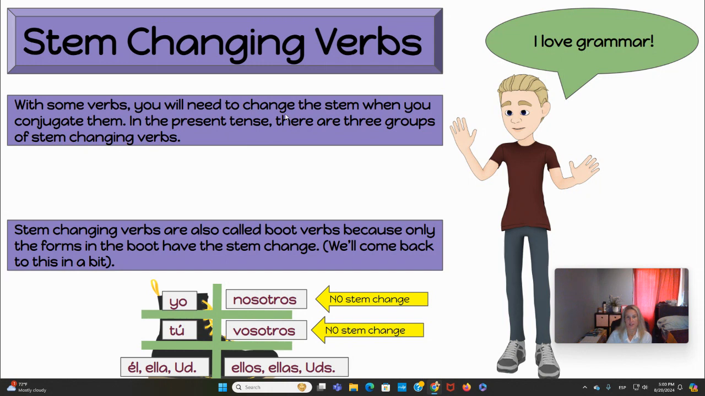With some verbs, you're going to need to change the stem when you conjugate them. In the present tense, there are three types of stem changing verbs: O to UE, E to IE, and E to I. Stem changing verbs are also called boot verbs because only the forms in the boot have the stem change. We'll come back to this in a bit, but you can see the black boot in here. So when we're conjugating verbs in these forms, we're going to make a little change. Outside the boot, no stem change is going to happen.